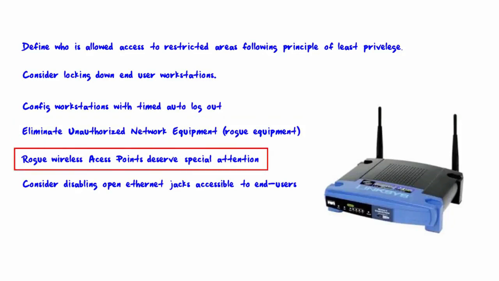Rogue wireless access points deserve special attention. This is a very common type of rogue equipment. The most direct way to find wireless access points is to use a program like inSSIDer to view all SSIDs in the area, specifically unauthorized SSIDs in the area.